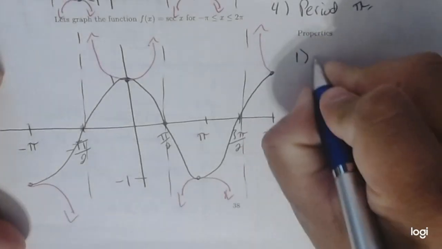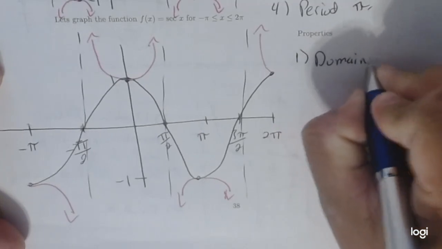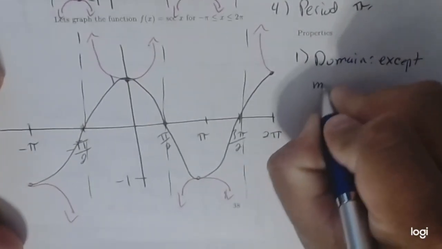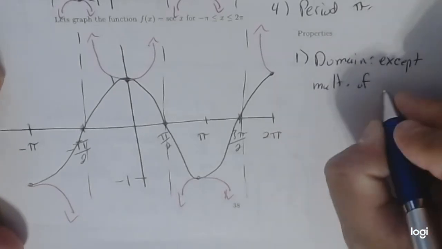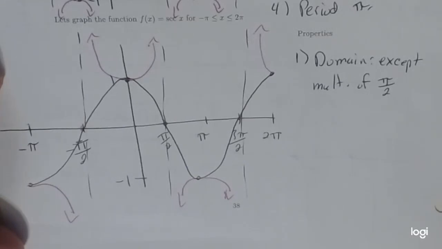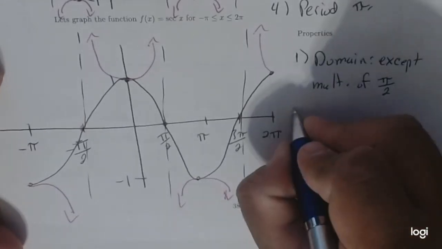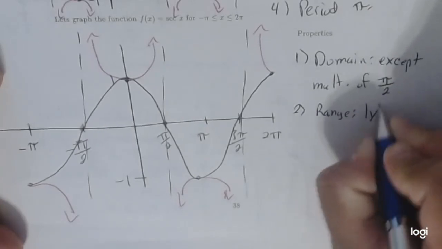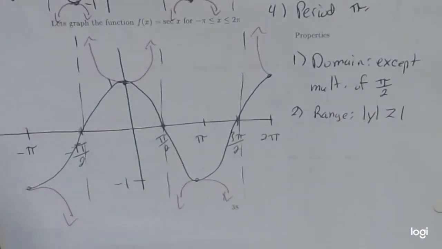Okay. And lastly, the domain is again everywhere except multiples of pi over 2. The range is the same as above: the absolute value of y is greater than or equal to 1. So again, it has to be bigger than 1 or less than negative 1.